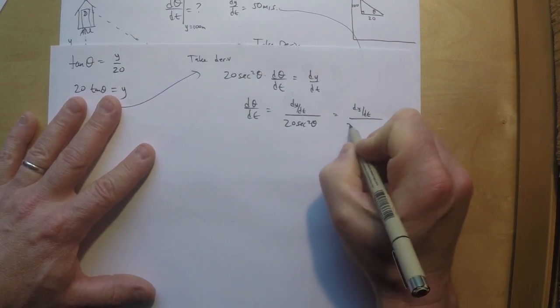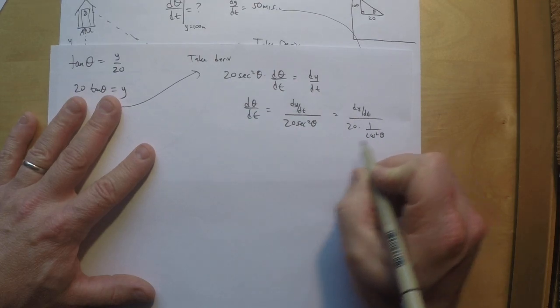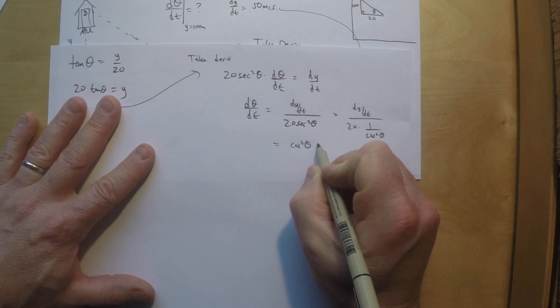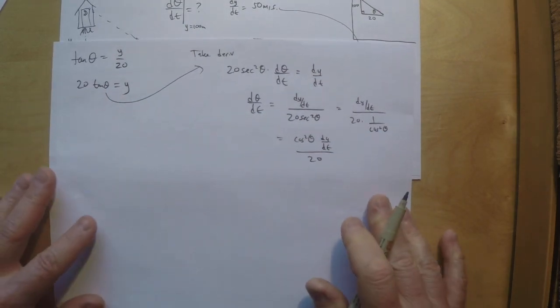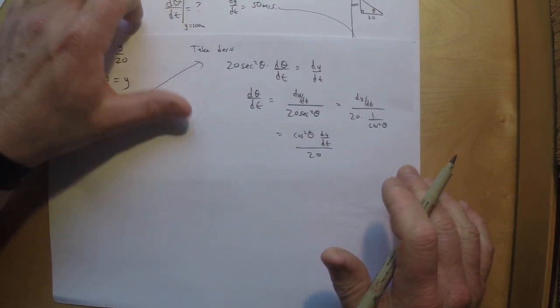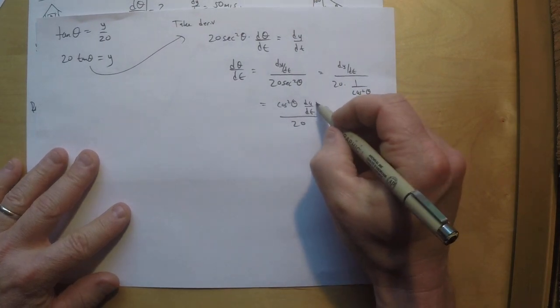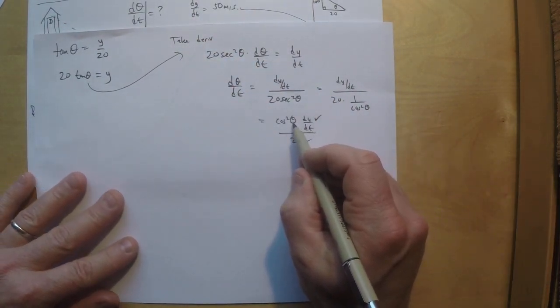So if I write it like this, because I like cos better than secant, I can make that look a lot prettier. That just turns into cos squared theta dy dt over 20. All right, now we're getting there. Same idea, just I had the wrong relationship back here. So I have this, boom, 20 is already there. I just don't know what theta is.